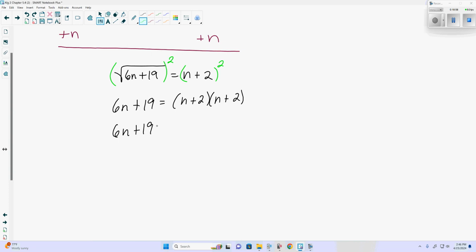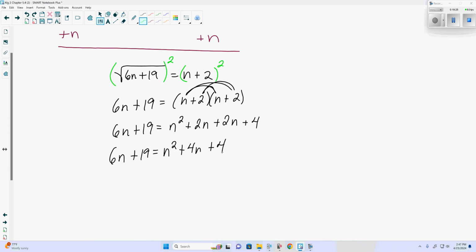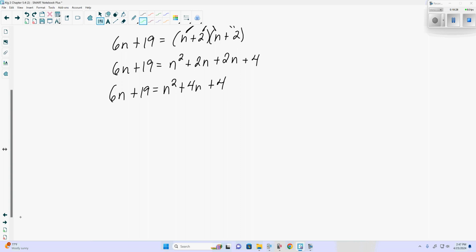So 6n plus 19 is equal to n times n is n squared. N times 2 is plus 2n. 2 times n is plus 2n. And 2 times 2 is plus 4. N squared plus 4n plus 4. Questions on how we got to this point here?